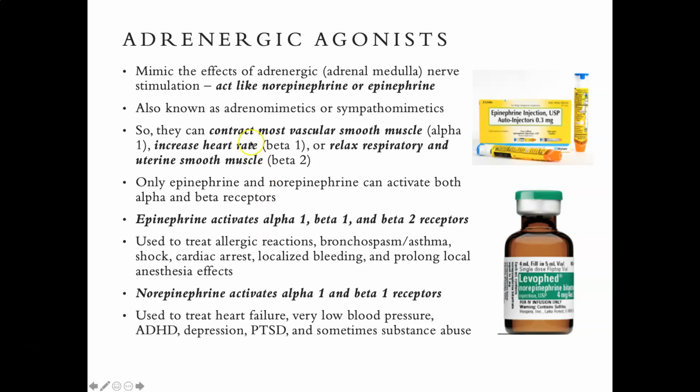So on this slide, you need to know that adrenergic agonists act like norepinephrine or epinephrine or dopamine, and we'll talk about dopamine in a bit. They can contract most vascular smooth muscle, increase heart rate, relax respiratory and uterine smooth muscle. Epinephrine is used to treat these things. Norepinephrine is used to treat these things. Please make sure you know those. And this is a vial here of norepinephrine, and at the top it's an EpiPen that's used to provide epinephrine in an allergic reaction situation.